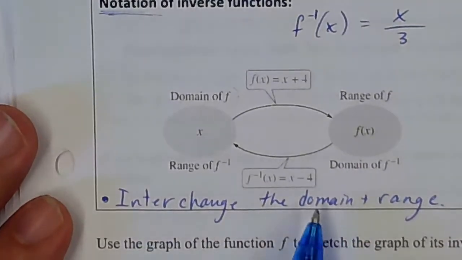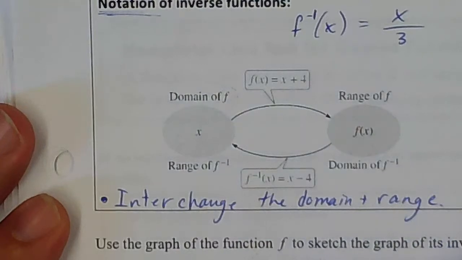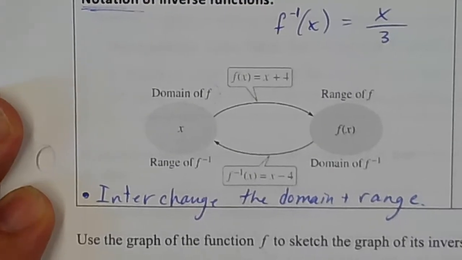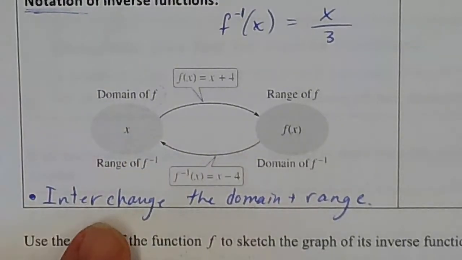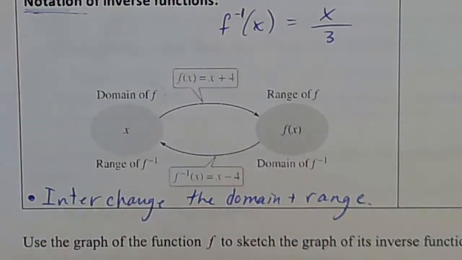Which also means the x and y values. So we're also going to interchange the x and y values. By interchange, I mean when we go from original function f to its inverse, we just switch them around, interchange them, okay?